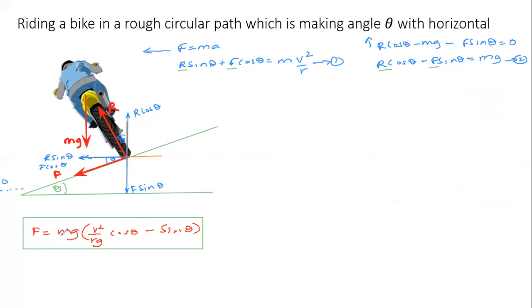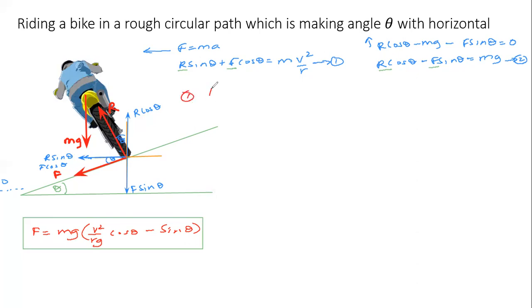I have F equals mg into this. I have obtained F, so now I can substitute F into one of these formulas to find r. I'm going to choose equation number 1 or 2, so it's up to you. I'm choosing equation number 1.